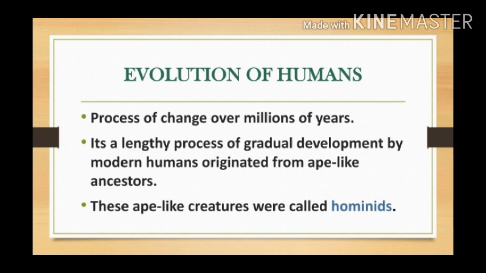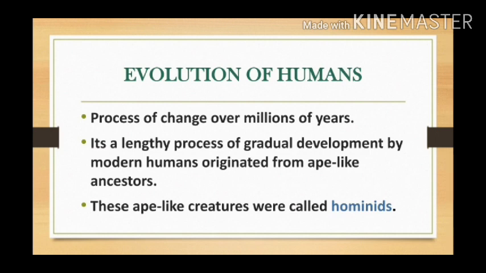Ancestors are those from whom one is descended. For example, our great grandparents and grandparents are our ancestors. Now, evolution is a lengthy process of gradual, that means slow development, by which modern humans originated from ape-like ancestors. Yes, you heard it right. Our ancestors did not look the same way like we do. In fact, they looked like apes.